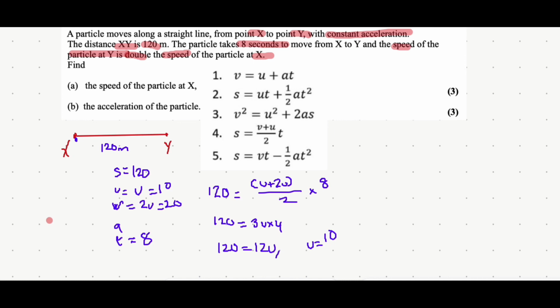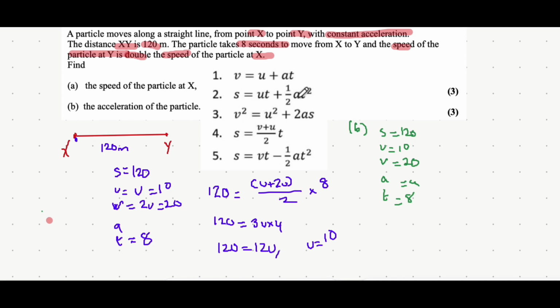Perfect. Let's now move on to part B of this question. I'm just going to change the pen colors to separate the different parts of the question. So part B, let's do it here. Again, we're looking at the same sort of experiment, so we're going to use the same Suvat values. And now we found U is 10, V is 20, and T is 8. We just need the value of A.